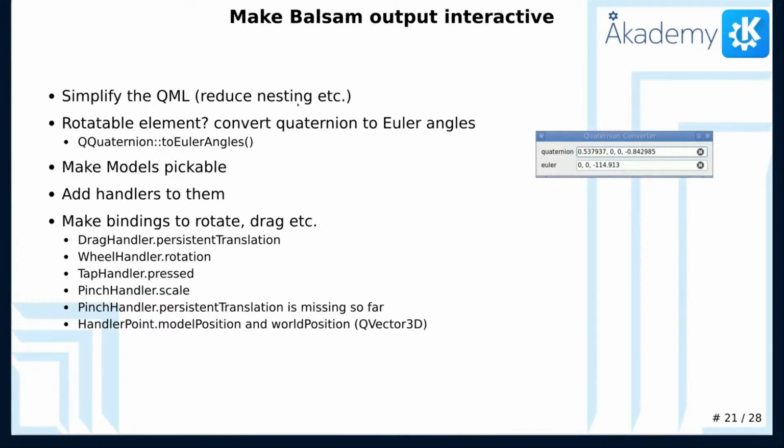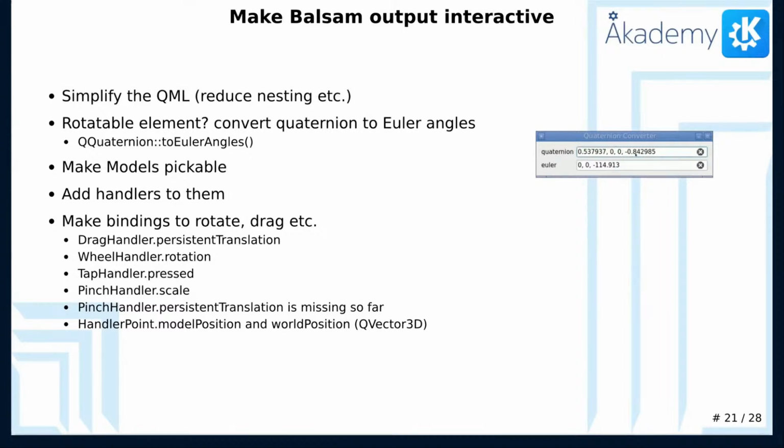So I simplified the QML, as I mentioned. These quaternions are hard to work with in QML because at least I don't know how to change the numbers to make the knob rotate in place. And so I used QQuaternion toEulerAngles. That's a C++ function to do the conversion to Euler angles. But there isn't a way to do this in QML yet, as far as I can tell. So I wrote a little widget application just for that purpose.